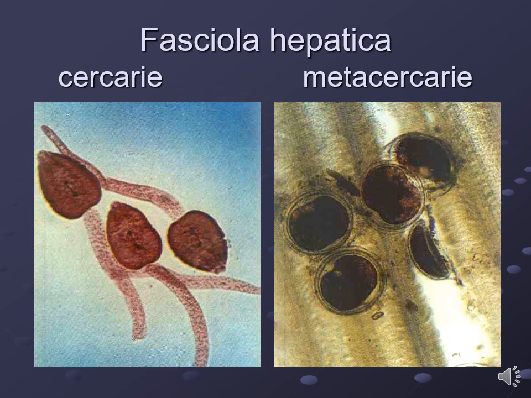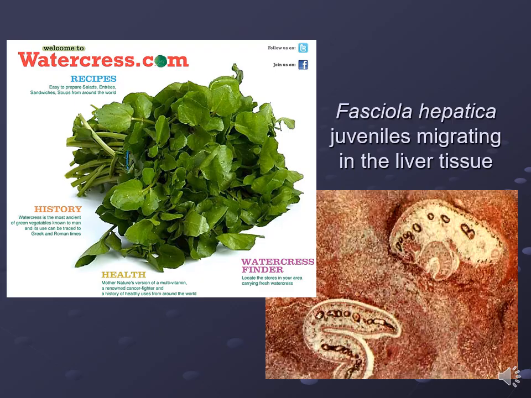So here we see the cercariae over the left-hand side and the metacercariae on the stalks of the vegetation over the right-hand side. Those are like cysts, actually, which will give infection upon ingestion. Here we have watercress. Watercress is a wild herb.